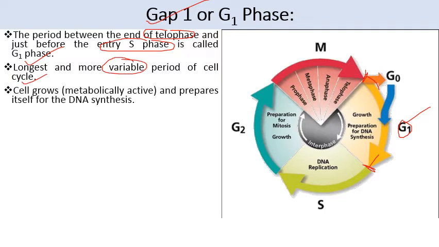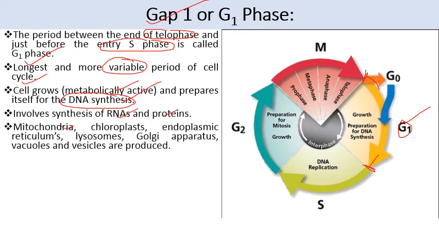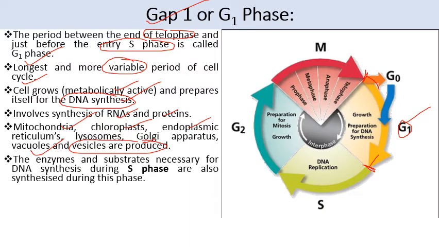Cell grows in this phase, the cells are metabolically active and prepare themselves for DNA synthesis, and whatever requirements are needed for DNA synthesis, that is it involves synthesis of RNAs and proteins, and then mitochondria, chloroplast, endoplasmic reticulum, lysosomes, Golgi apparatus, vacuoles and vesicles are also produced. All these cell organelles are also prepared in this phase. The enzymes and substrates which are required for DNA replication or DNA synthesis during S phase are also synthesized during this phase.